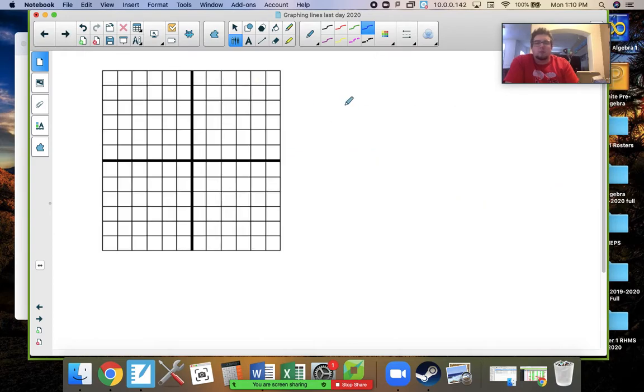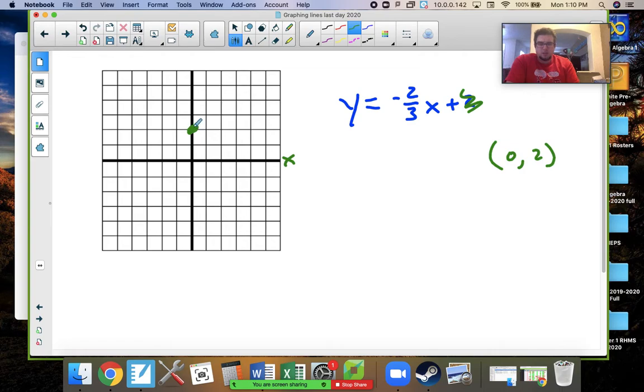If I wanted to graph one of these lines, say -2/3 x plus 2, my y-intercept is 0, 2, because of that number right there. 0 on the x-axis, so I don't go anywhere. 2 on the y-axis. There's our starting point. And then we move based on this. So down and right. And there's our line.